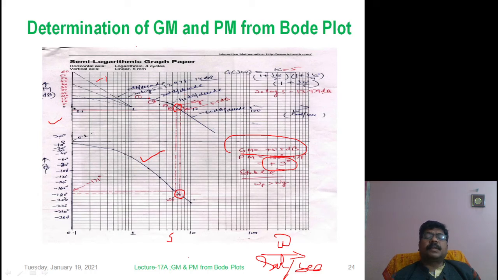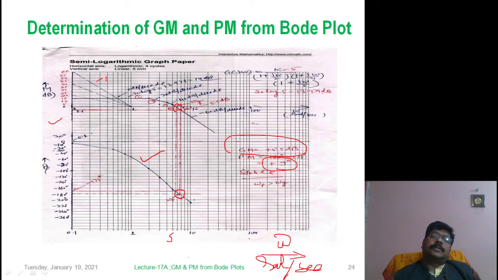So from this phase crossover frequency, what do we have to draw? We have to draw a line parallel to the y-axis, extending up to the magnitude plot and touching this point, and from this point we draw a line parallel to the x-axis like this. The gap between 0 dB and this will be the margin available for the system. Gain margin means the gain margin available.